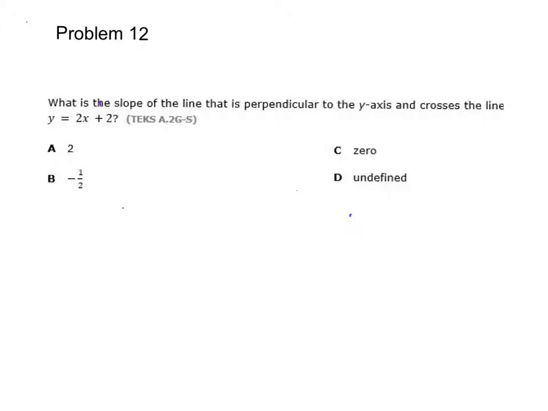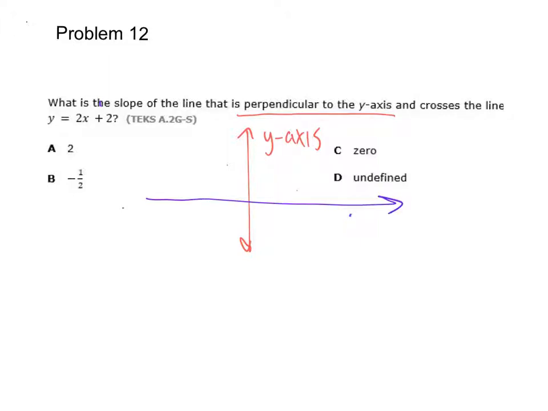What is the slope of the line that's perpendicular to the y-axis and crosses the line y is equal to 2x plus 2? Okay, so perpendicular to the y-axis is important. So let's draw the y-axis. And something perpendicular to it is going to look like this. Well, this looks like the x-axis. Anytime a line is going from left to right, its slope is always going to be 0. So therefore, my answer is C.